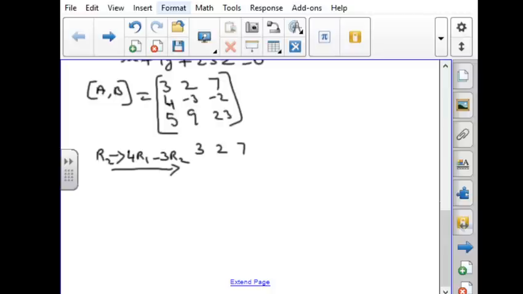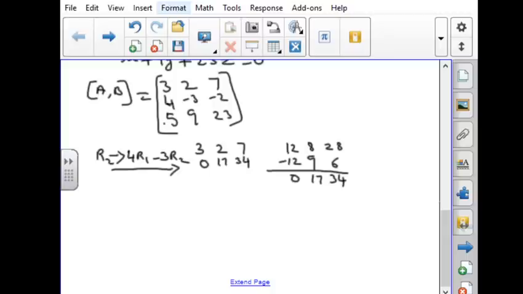For 4R1, we do it on the rough side: 3 4s are 12, 2 4s are 8, 7 4s are 28. Then the second row we multiply by minus 3: minus 12, 9 and 6. Now we add this. So this is 0, 9 plus 8 is 17, and 28 plus 6 is 34. So the second row is 0, 17 and 34.